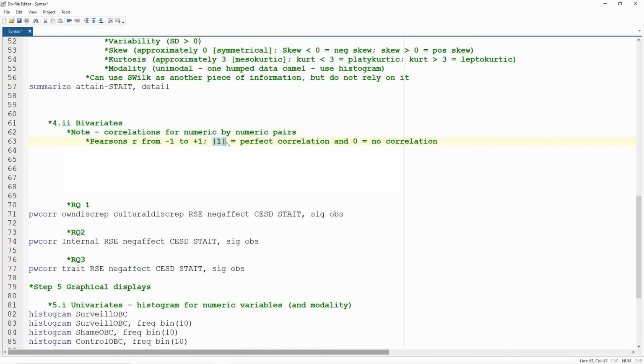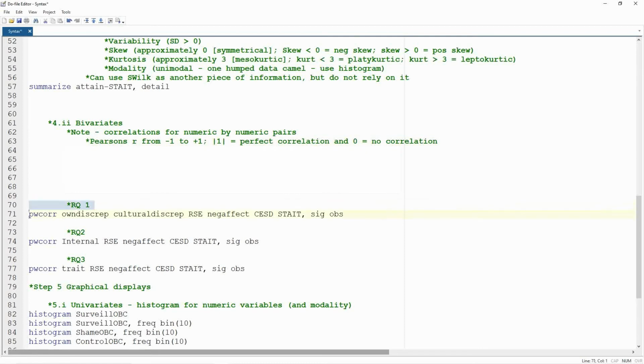And now the sign of that 1, so a -1 or a +1, tells you the direction of the relationship. So if it's negative, then that tells me it's a negative relationship. So what that means is, as scores on one variable are going up, the scores on the other variable are coming down. On the other hand, if we had, say, a positive relationship, so a +1, for example, that would suggest that as scores on one variable are going up, scores on the other variable also are going up. And we'll see this in a second.